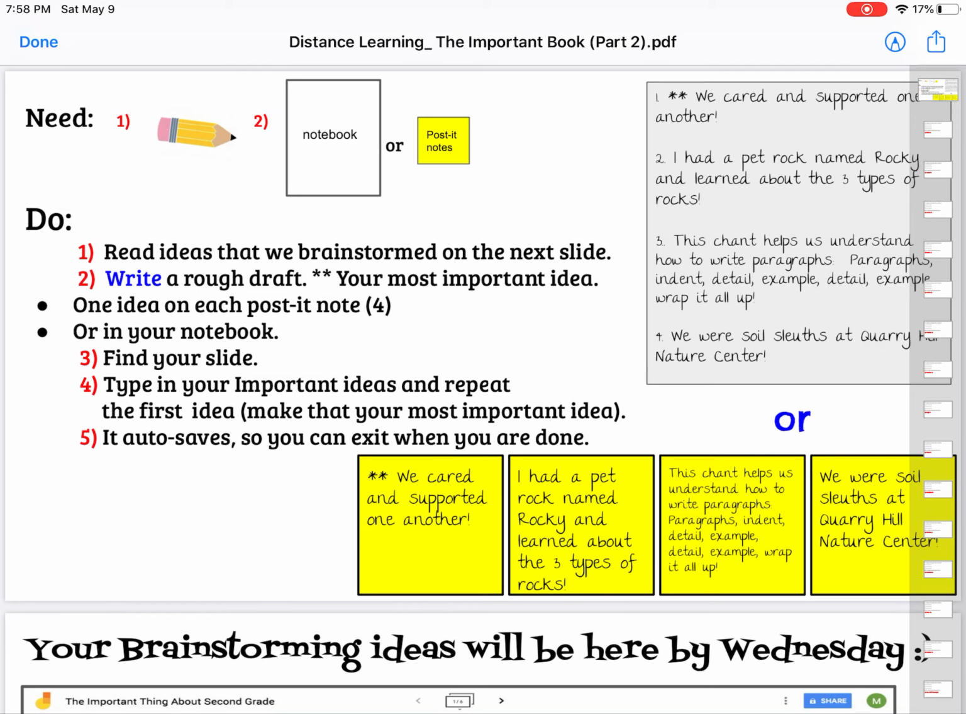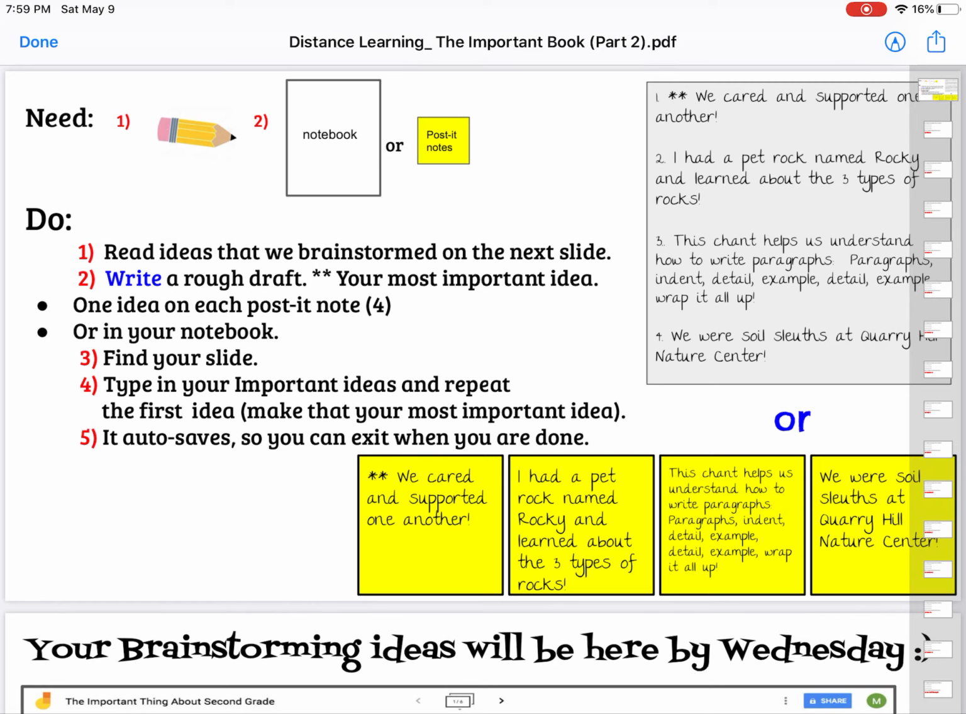I'm going to be sharing with you a Google Slides link. If you're viewing this before Wednesday, like if it's Monday or Tuesday, the link will not have been posted on your calendar. I need to give you time to brainstorm, and I'm going to be putting that together Tuesday night. If it is Wednesday, Thursday, or Friday, look for the link that says Writing Pages for Class Book. That's your assignment.